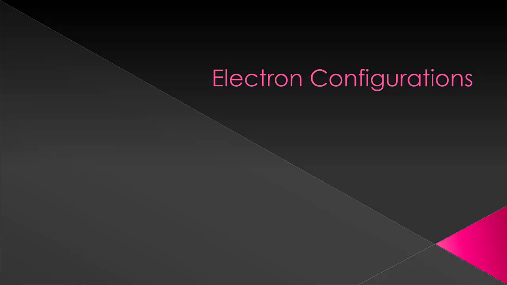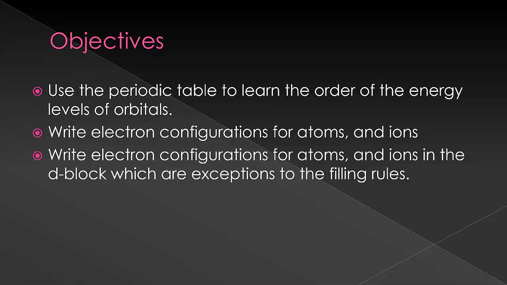Instead, I'm going to be showing you the results and showing you some tricks using the periodic table so that you're able to use these results quickly and efficiently. In this video, we'll use the periodic table to learn the order of the energy levels of the orbitals. These are actually given by the wave function, however, the periodic table just lends itself to being a quick trick for helping us do this.